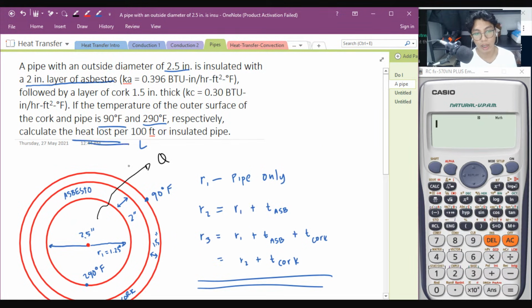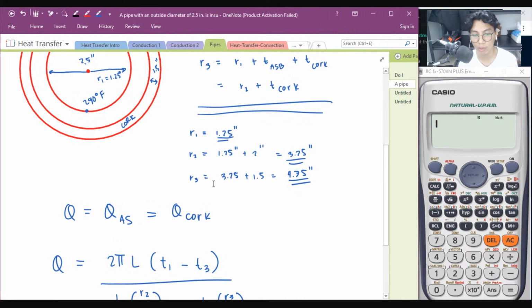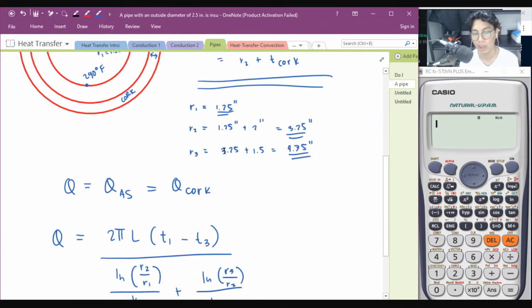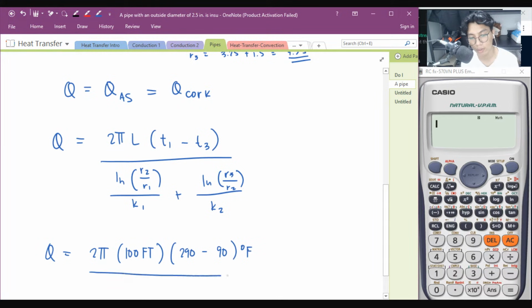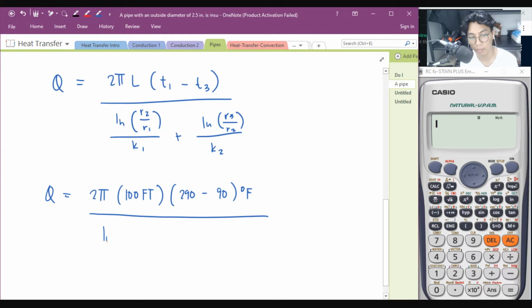Anong hinahanap natin dito? Heat loss per 100 feet of insulated pipe. What is the heat loss? Okay, lagay natin dito. Magko-convert pa ba tayo? Nasa English na lahat yan. Okay na po. So, Q is equal to 2 pi, 100 feet, multiplied by T1 290 minus 90 degrees Fahrenheit, the change in temperature. The natural logarithm. Huwag natin lagay unit kasi parehas lang naman yan.